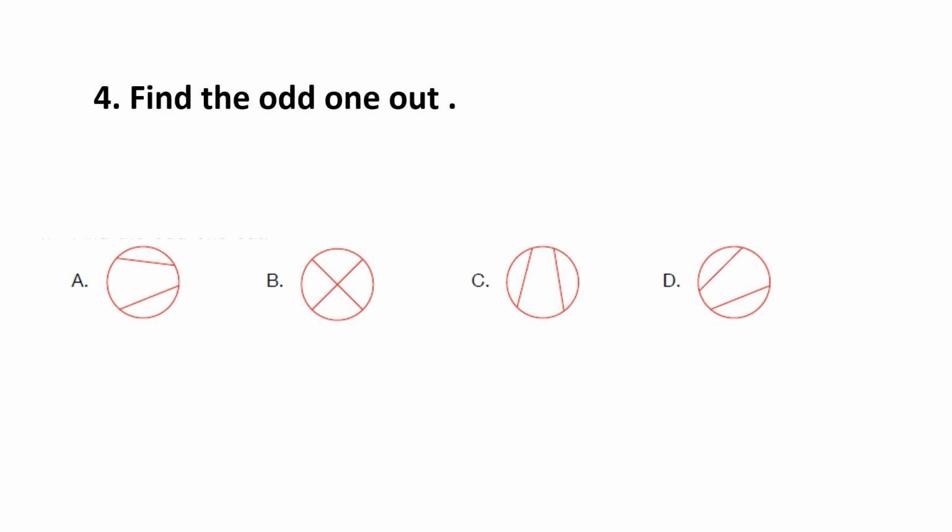Question number 4. Find the odd one out. Kids, look at the options carefully and find out the answer. Answer is option B. Because in another figure, no lines are intersecting each other.